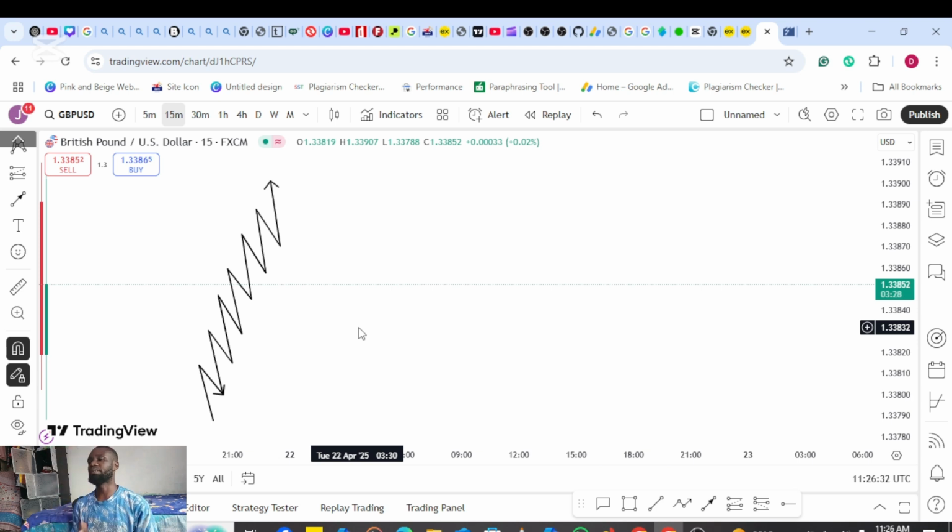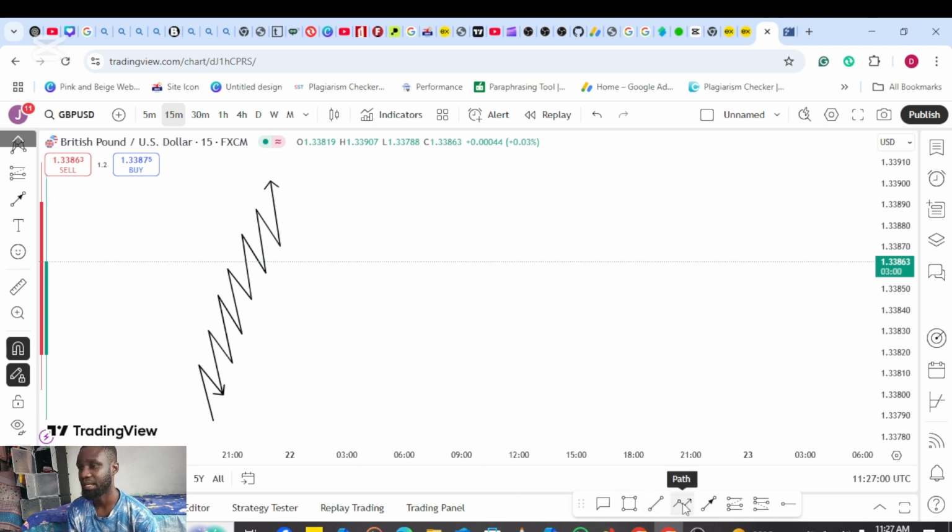Let's check the downtrend. When you hear downtrend, it simply means the market is creating lower high and lower low, and that lower low is breaking the previous lower low. You sell when the market is in downtrend. We don't buy when the market is in downtrend. That is the basic rule of the market.